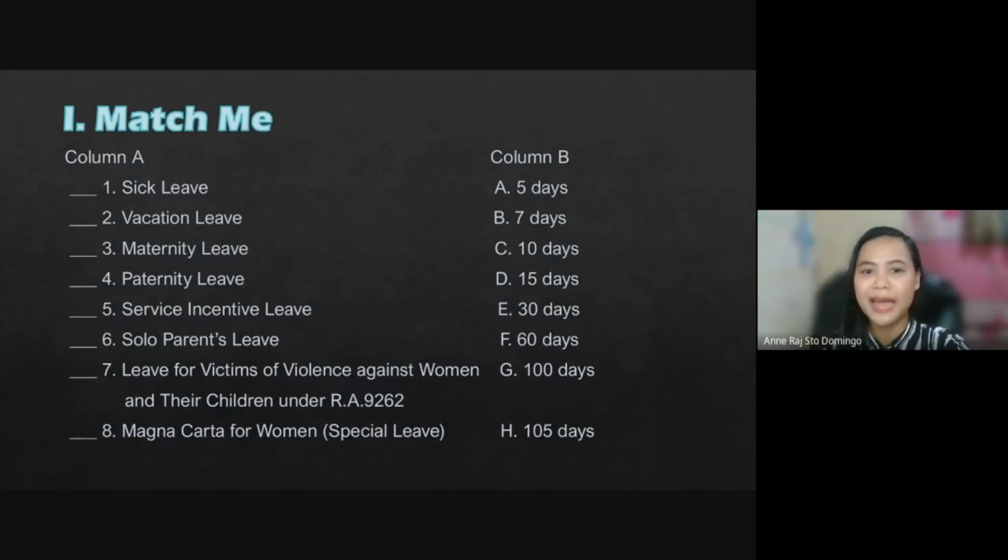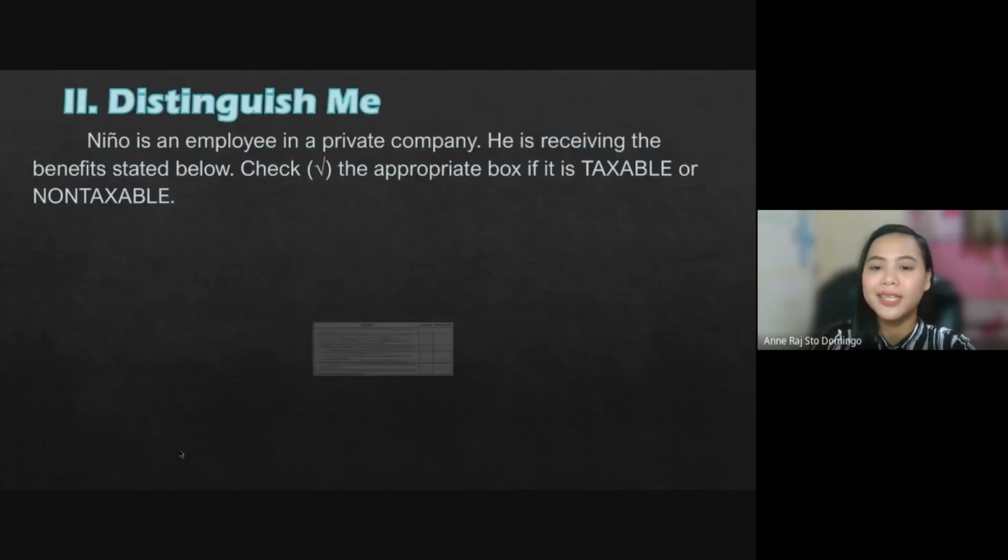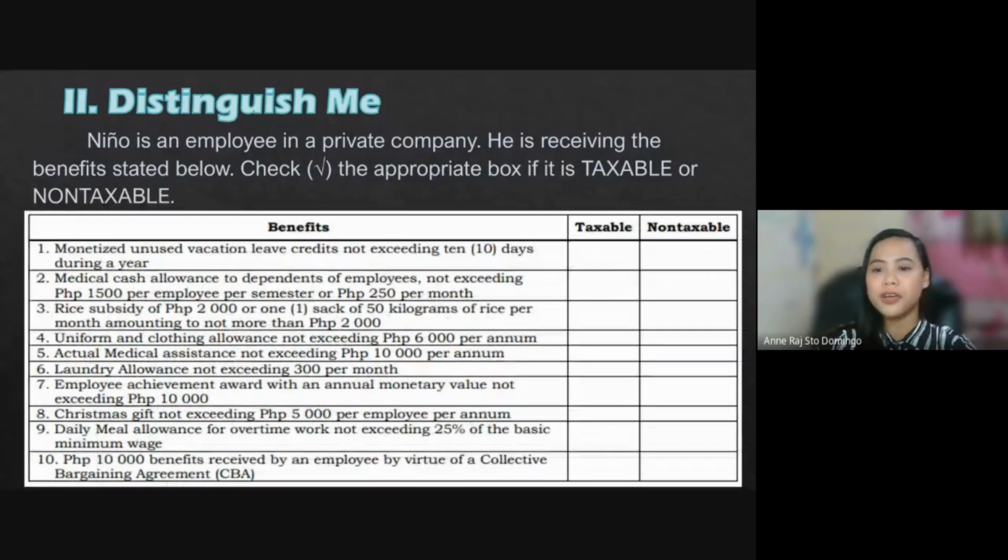Very good, class. It means that you really understand our topic for the benefits of an employee. Very good, Ronald, Eliza, Geraldine, Kenny. I'm happy that you understand our topic. Now, let's have another activity to test your understanding. This time, you distinguish if these benefits are taxable or non-taxable.